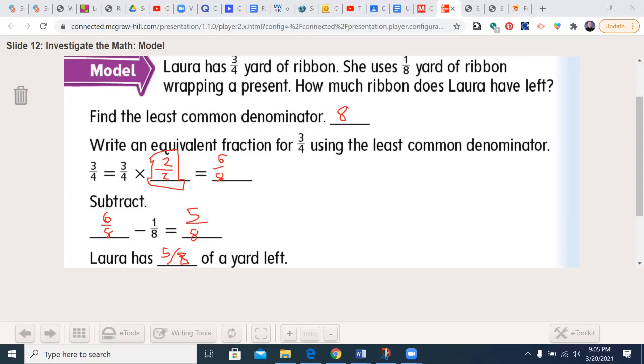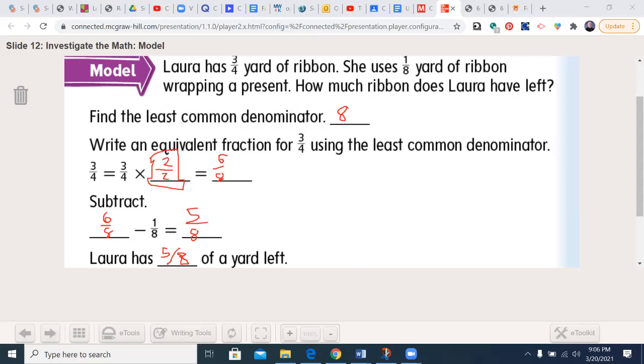Five-eighths of a yard. So again, look at the denominators. If they are not the same, find the least common multiple of the denominators. Once I do that, I need to get equivalent fractions with that common denominator. Then I go ahead and subtract. And if I had needed to, I could have simplified, but 5/8 is already simplified.